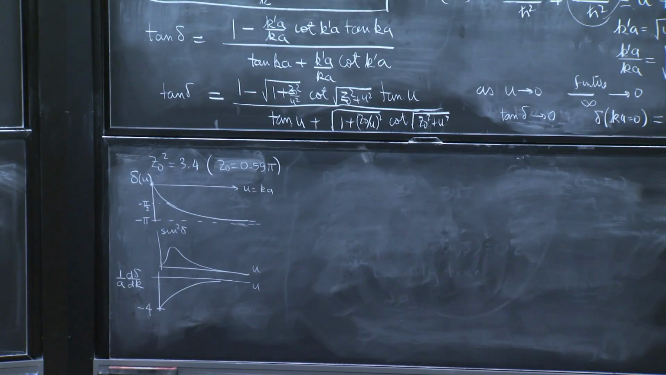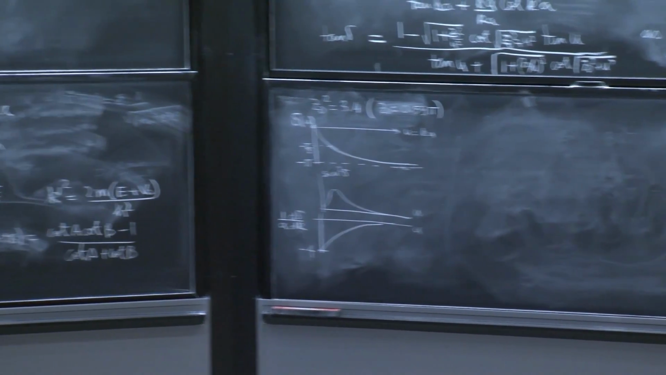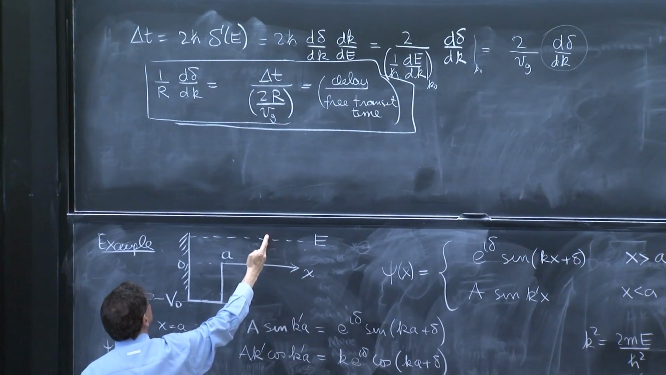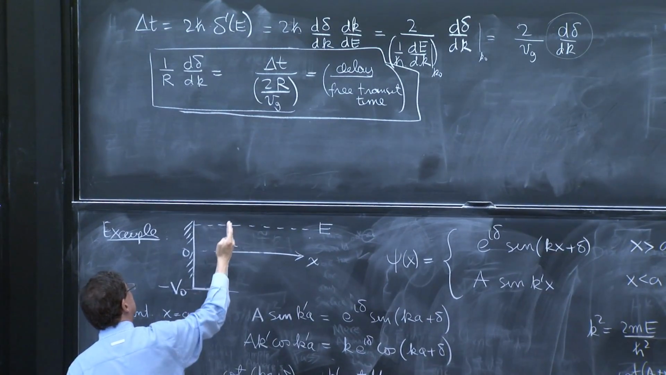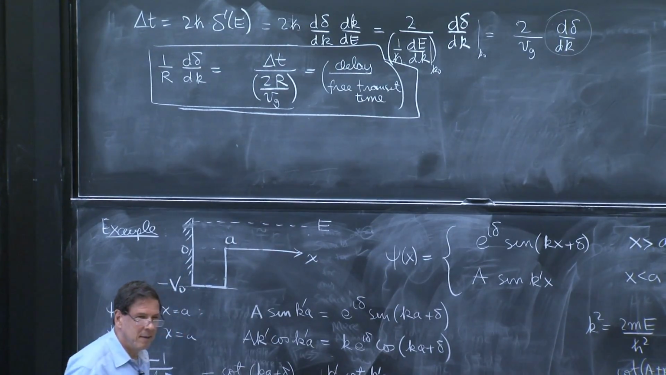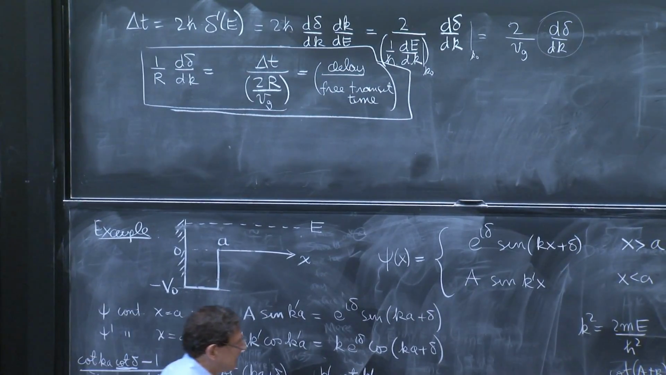So in this case, the delay is negative, so the reflected packet comes earlier than you would have expected, which is possible because the reflected packet is going slowly here. Finally, at this point, reaches more kinetic energy, and then back. So that's the delay.